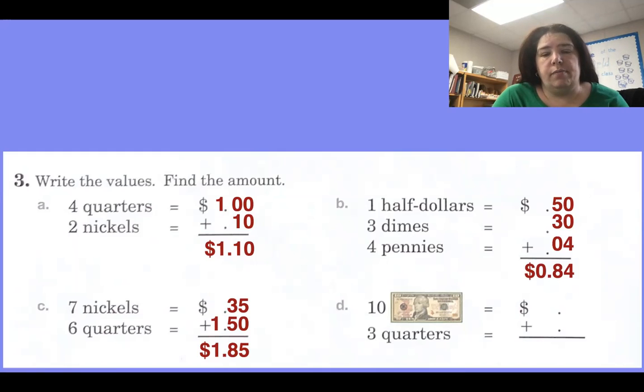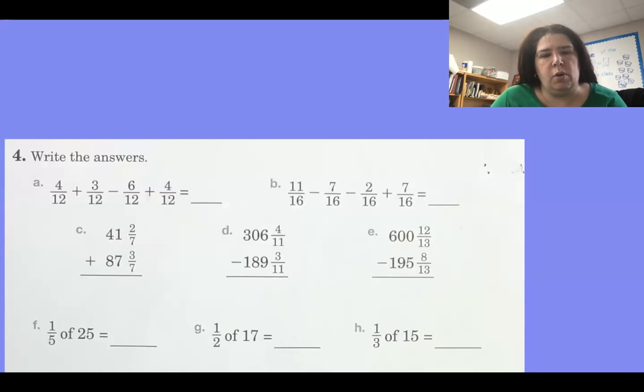Letter D, $10 bill, and there's 10 of them. What's $10 times 10 of them? 10 times 10 is $100. Very good. And what about 3 quarters? 75 cents. Very good. And when we add them up, you get $100.75. Excellent. On the back of your paper, you have some fractions.